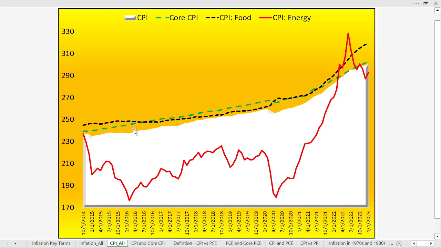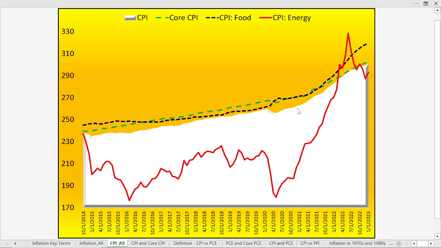The black line represents the CPI Food Index, and sometimes when the food index travels lower, it almost touches the white area, which is the CPI, and that shows us that the price of food is dropping in relation to the overall CPI. And then you have the red line, which is the energy index within the CPI, which took a huge hit to the downside in early 2020 and then skyrocketed higher.